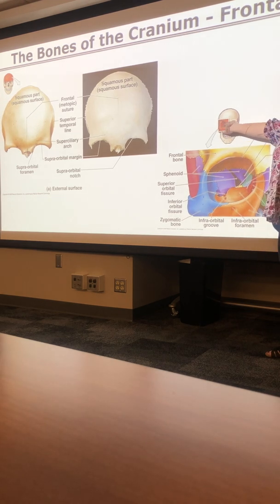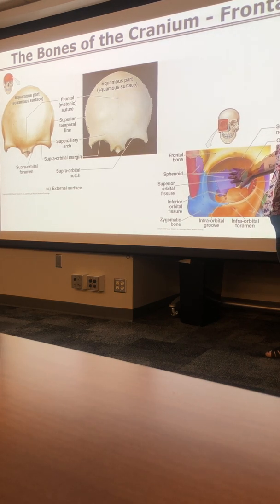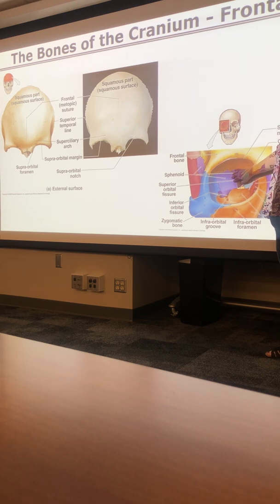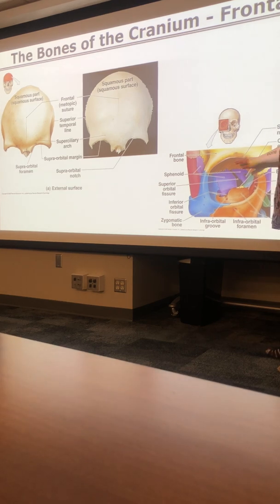This is looking at the right orbit here. There's actually 7 bones that are going to compose the orbit. There's 7 bones that compose the orbit. The roof of the orbit, so the first bone that we're going to talk about is the frontal bone. That frontal bone is going to continue up superiorly.